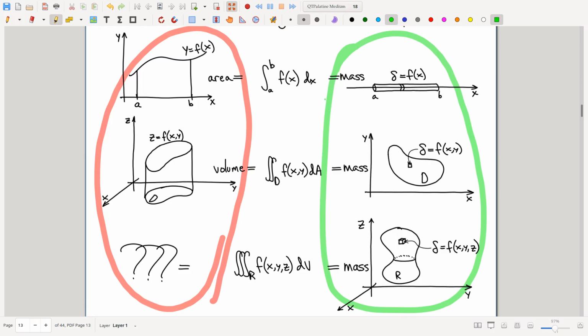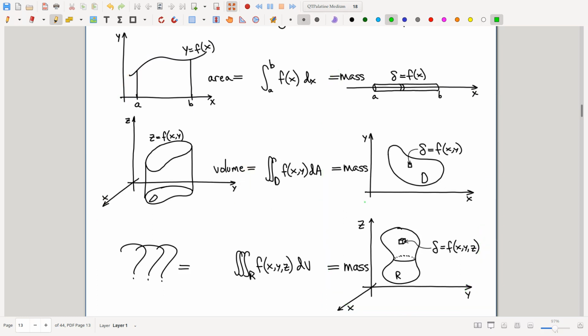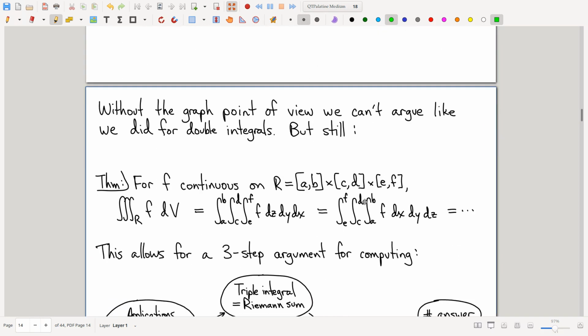Okay. So anyway, when you're thinking about various different kinds of integrals and you're trying to visualize what does this look like, keep in mind there's this massive difference between this red category of pictures and this green category of pictures, and don't conflate these different things. Okay, moving along.